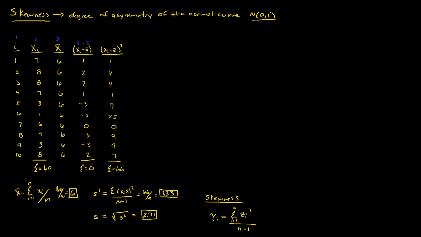Okay, so what do we need? We know everything in here: we know what n minus 1 is, and we know how to sum, and we know how to create a z-score, but now we need to cube that z-score.